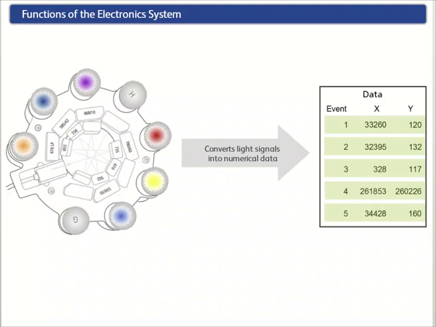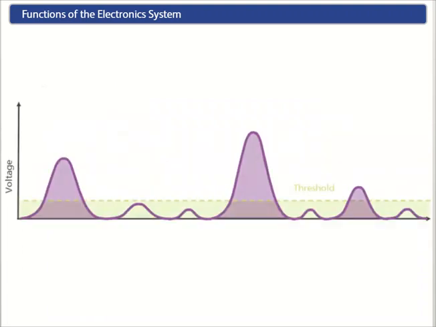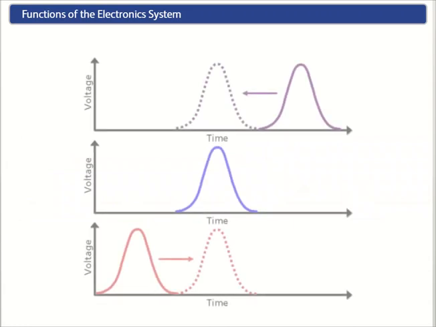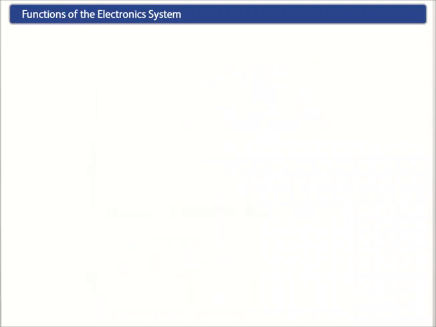The main functions of the electronic system are to convert light signals into numerical data, eliminate small signal events such as noise and debris through threshold, and attribute signals from multiple lasers to the correct cell or particle. How does this happen?